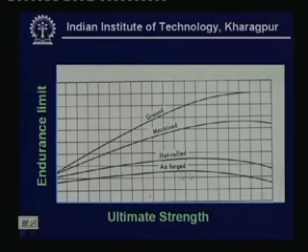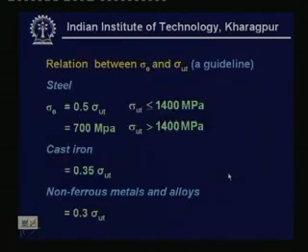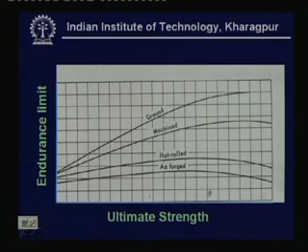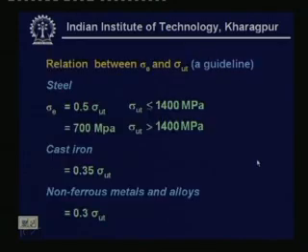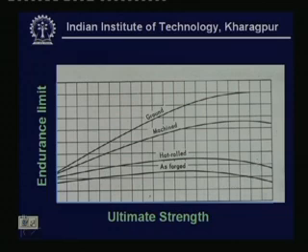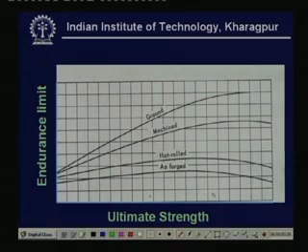What you can do, if you have such plots with you, then knowing the results of ultimate strength, one can immediately find out what should be the corresponding endurance limit. Suppose this is the ultimate strength of the material, then one can immediately find out, say for a ground steel, what is the corresponding endurance limit.